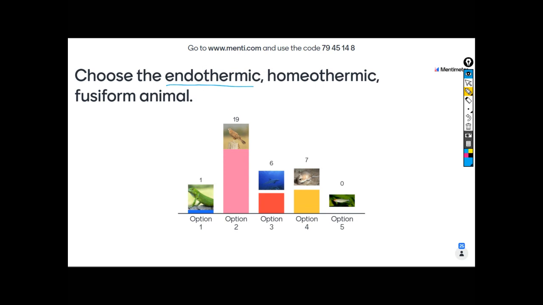Good, so I'm going to make my own heat. So I make my own heat. Hey, what about homeothermic? What does this mean? Good, I have a stable body temperature.